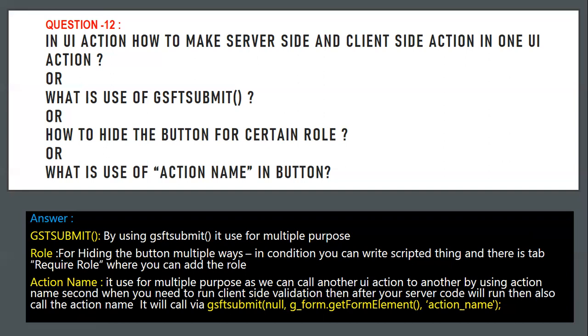Action name is the most asked question about UI actions by interviewers. What is the action name, or what is the use of action name in a UI action? It is used for multiple purposes. We can call one UI action from another by using the action name. Second, when you need to run client-side validation and then your server code runs, you also call the action name via gsftSubmit(null, g_form.getFormElement(), action name). This is the syntax. By using these options, you can utilize those capabilities.